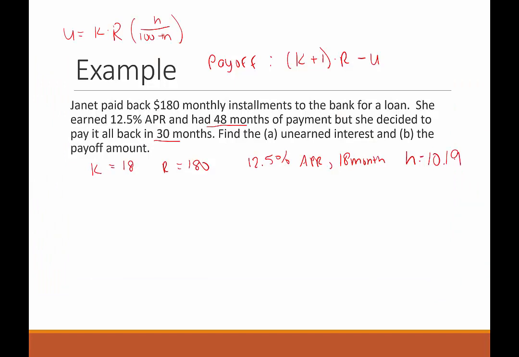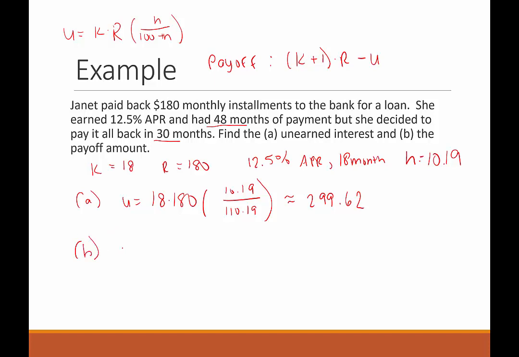Now I think we have all the necessary information to calculate the unearned interest for Janet and the payoff amount. The unearned interest is going to be calculated by doing 18 times 180 times 10.19 over, and again I'm going to go ahead and add this because it's just adding 100 and 10.19, which will be 110.19, and we're going to round to the nearest penny. And when I do that, I end up with $299.62. So this is interest that she would have paid in those final 18 months, but because she's paying it back early, this is now money in her pocket that she's not going to be paying back to the bank.